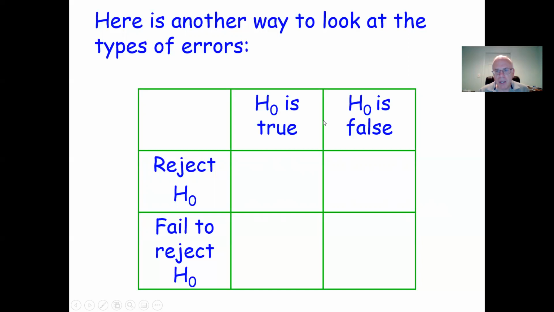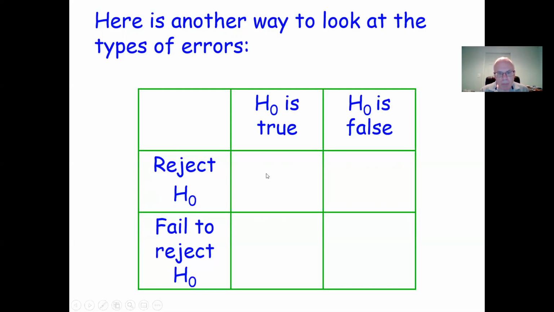What is reality in real life? What is the population? Is the population H0 really true, or is the population H0 really false? Well, we don't know it, but we're going to state it anyway. These two rows here, reject H0 and fail to reject H0, represent the statistical procedure that we're going to use, using the sample data to come to one of these two conclusions. Either we reject H0 or we fail to reject H0.